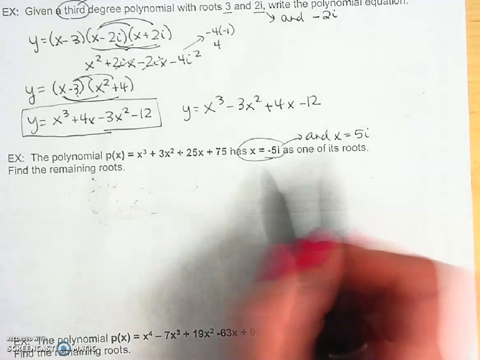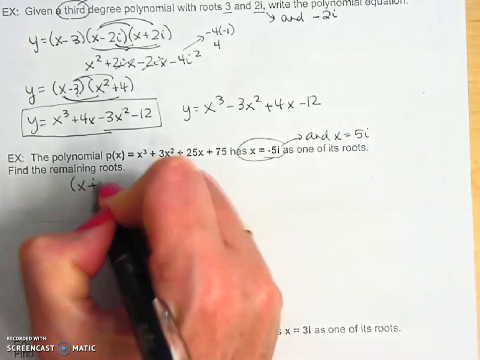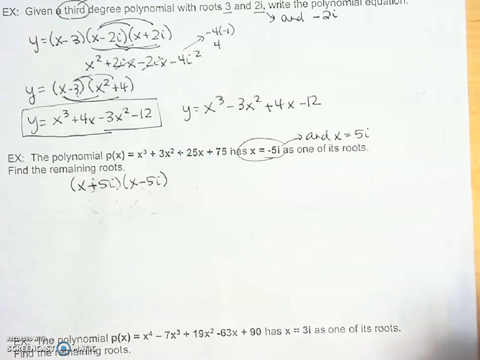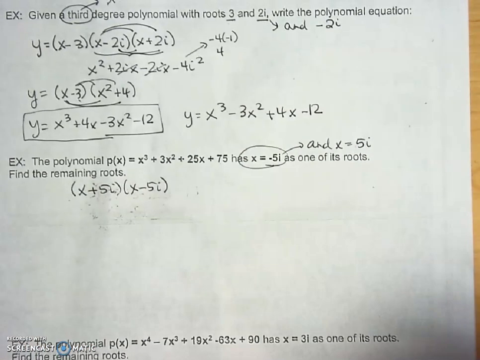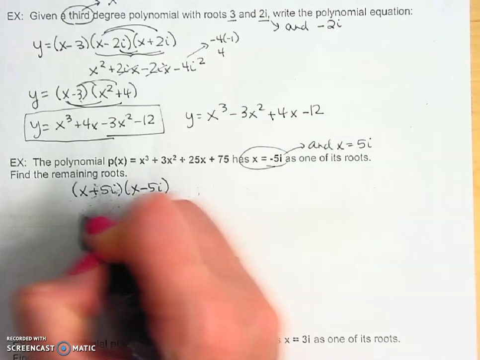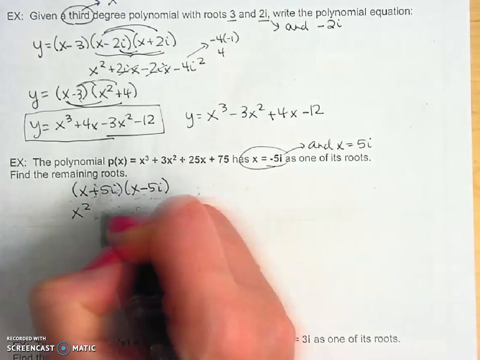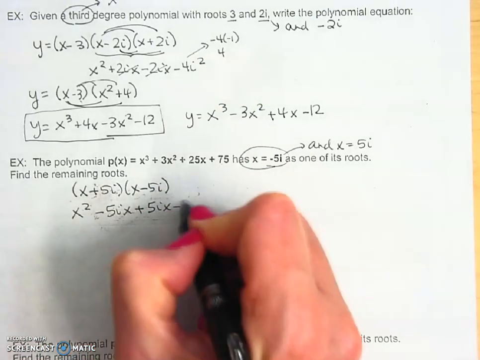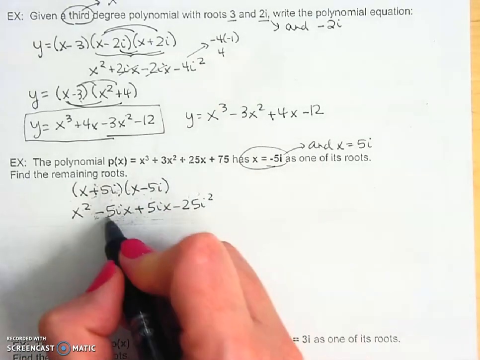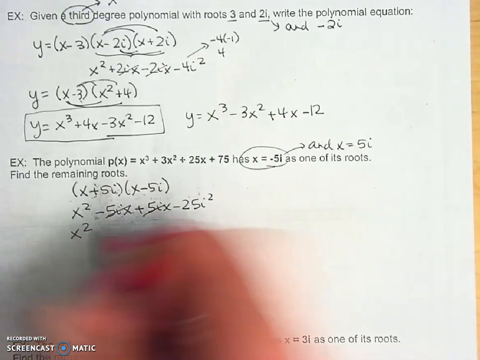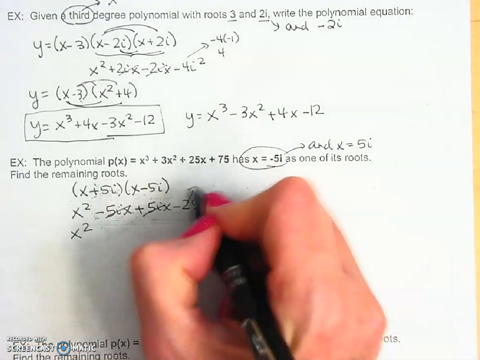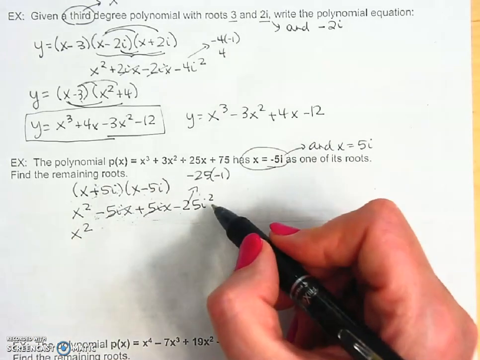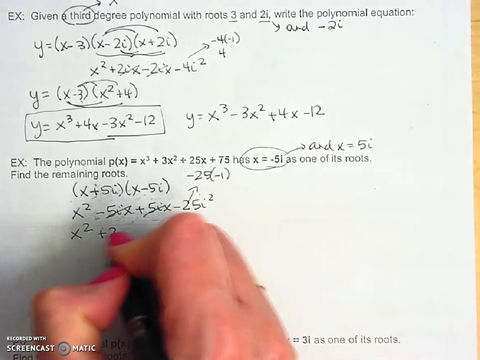So in factored form, those are x plus 5i, x minus 5i. Multiply those together: x squared minus 5ix plus 5ix minus 25i squared. The middles cancel. Then -25, substitute -1 for the i squared, that's going to be a +25.